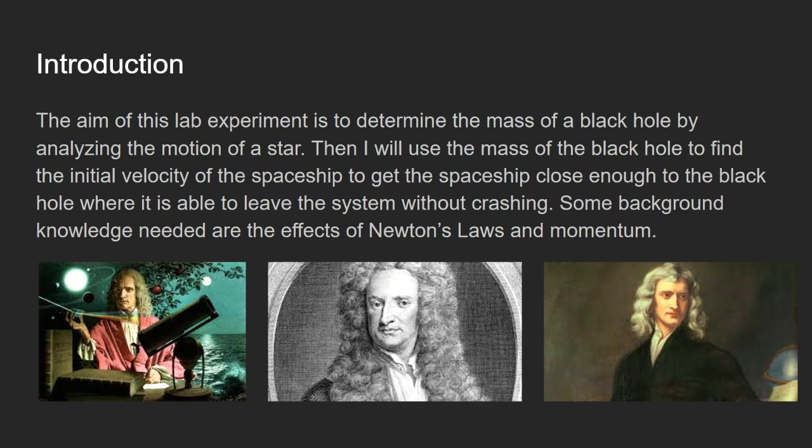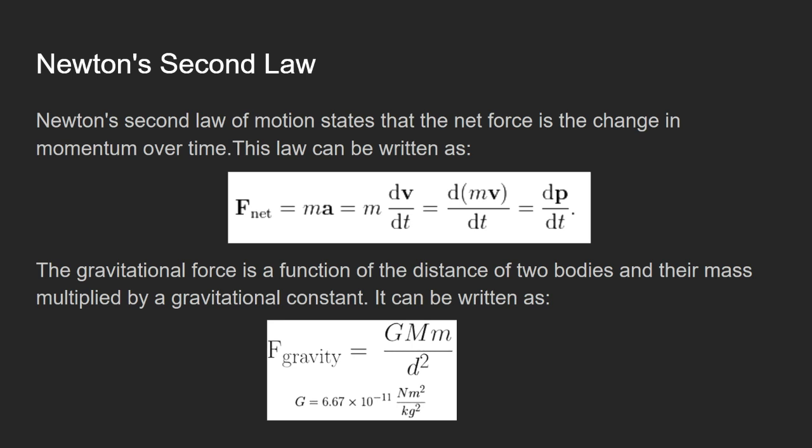Now, some background knowledge is needed, and these are the effects of Newton's laws and momentum. So, Newton's second law. His second law of motion states that the net force is the change in momentum over time. This law could be written as F net equals ma, or also F net equals dp over dt, which is the change in momentum over time.